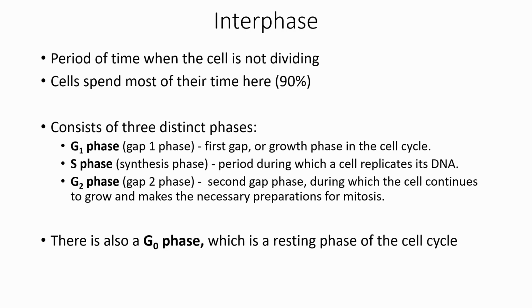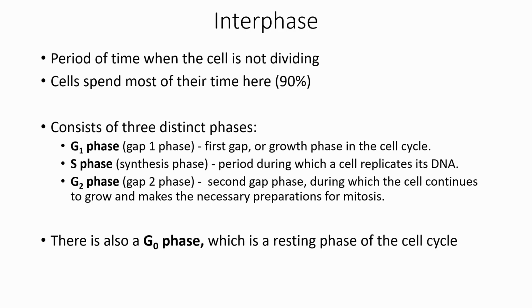And there's three parts to interphase, and each of these has an important job or role. We have the G1, the S, and the G2 phases. G1, also known as gap 1 phase, is the first one, and this is where we do some growing. So we're going to do some growing, we're going to be doing some of our normal day-to-day activities, and then we get to S phase.